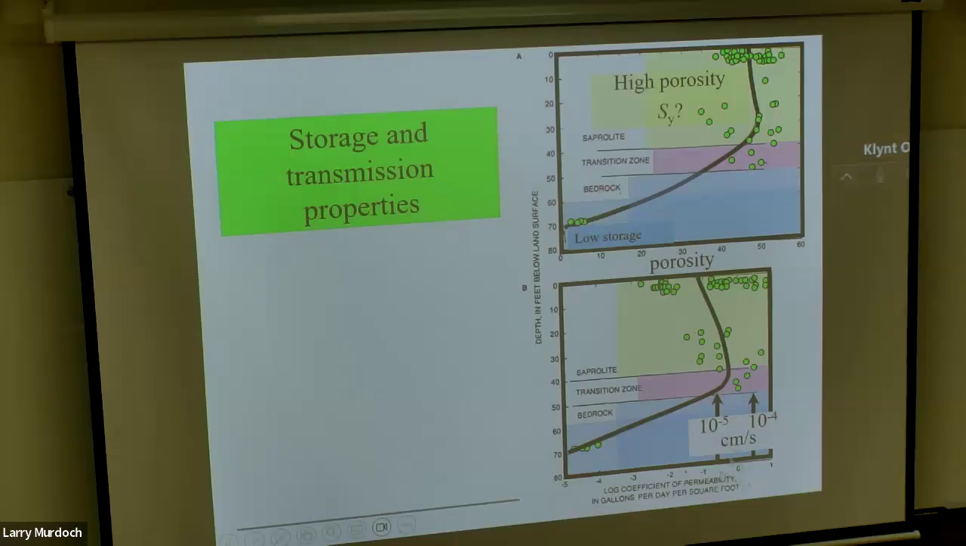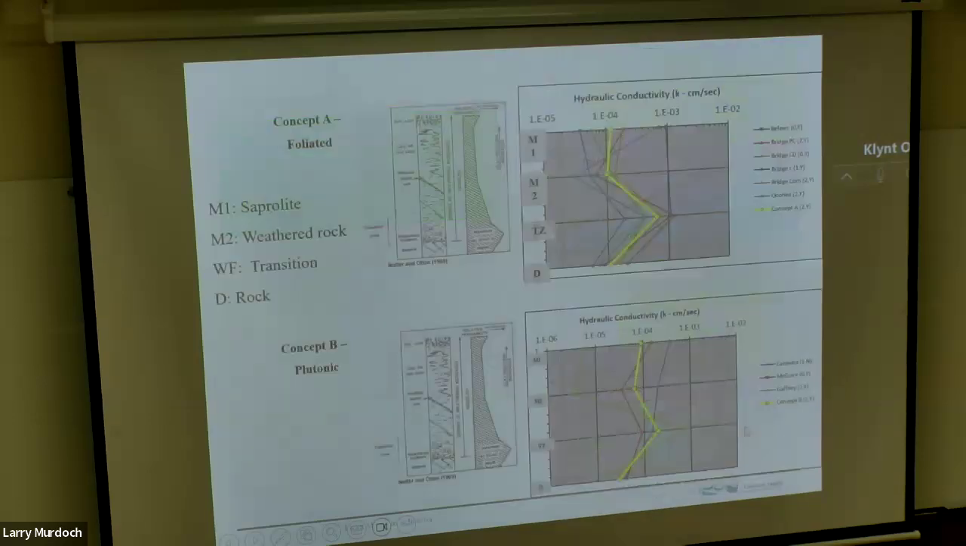And what we see in this plot is a bit of an increase in the permeability and then a big decrease here when you get down into the fractured rock. And a lot of the values are between -5 to -4 centimeters per second, or -7 to -6 meters per second. So here's another data set from another study.